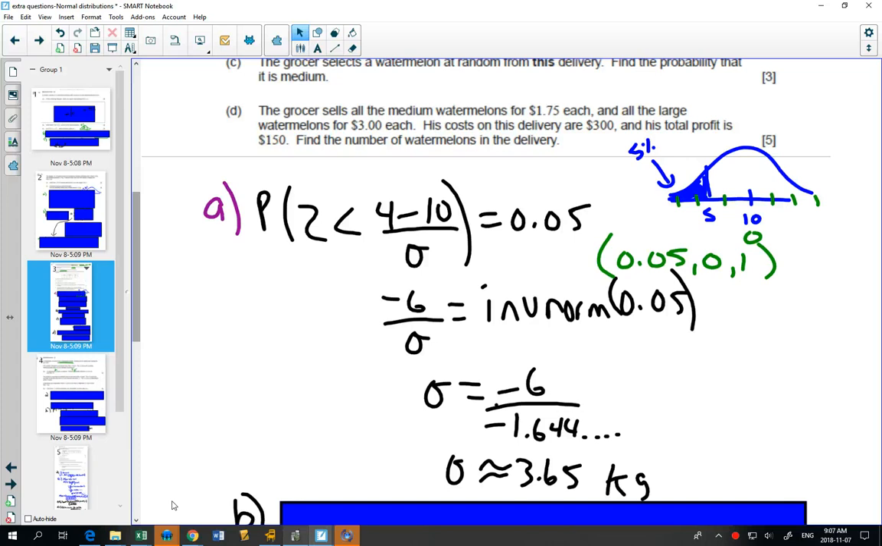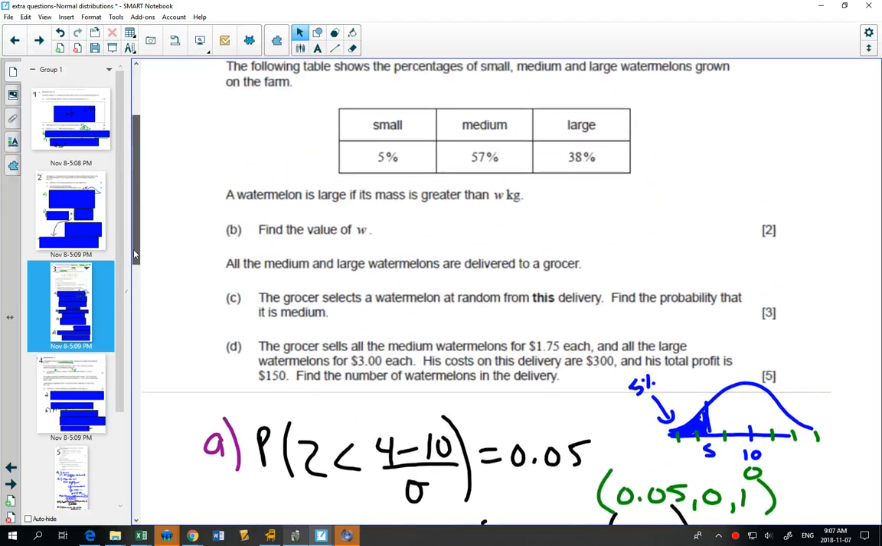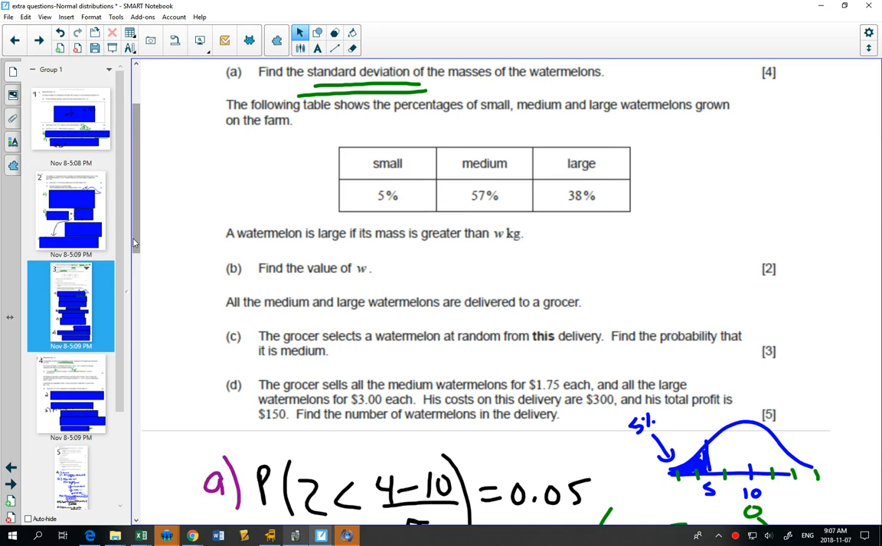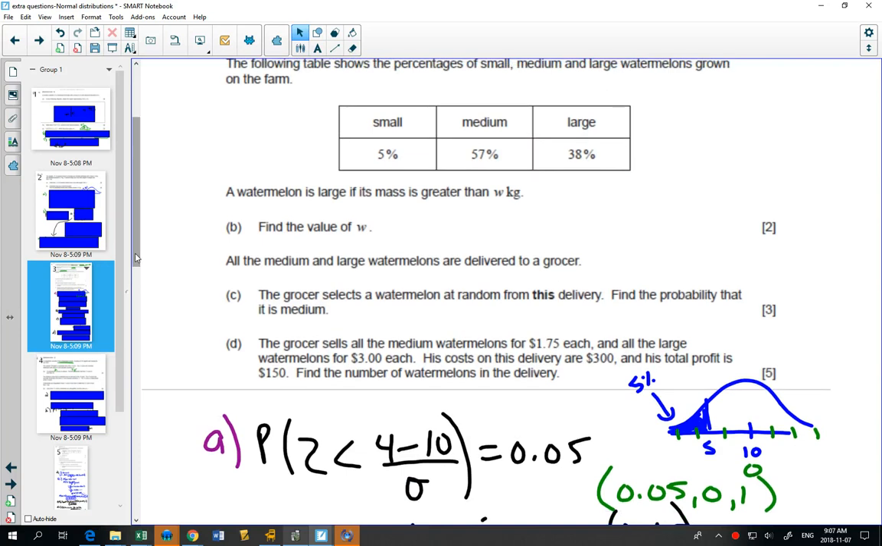So going up to read and continue with the question, part B says, find the value of W. A watermelon is large if its mass is greater than W. Well, we've got the percentage here. We could do this exactly the same way that we did A.